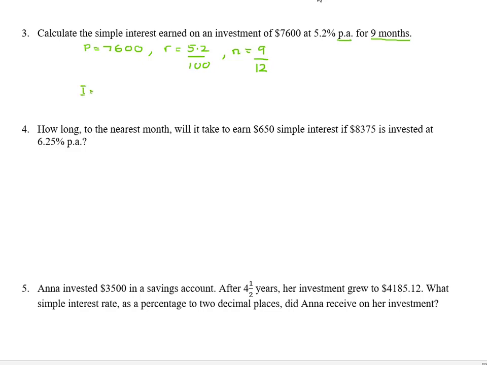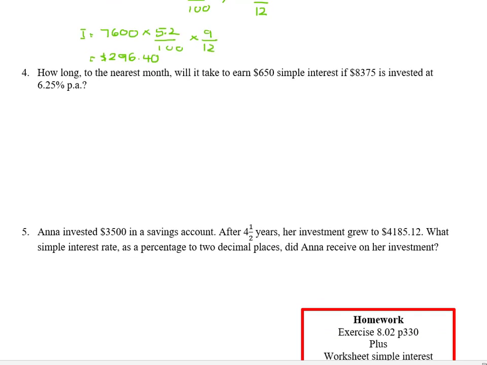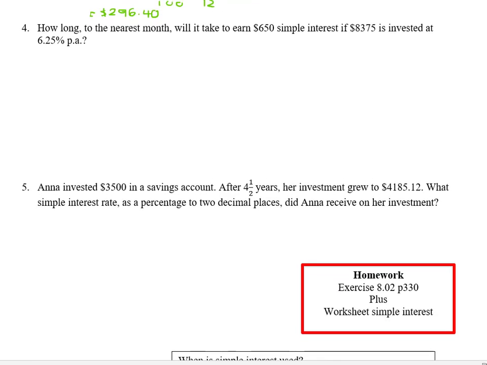I equals my principal, which is $7,600, times my interest rate, multiplied by my time period. And if I work that out on my calculator, I get an answer of $296.40. And that's how easy it is. Now, the thing we need to keep in mind is we always need everything in the same units.